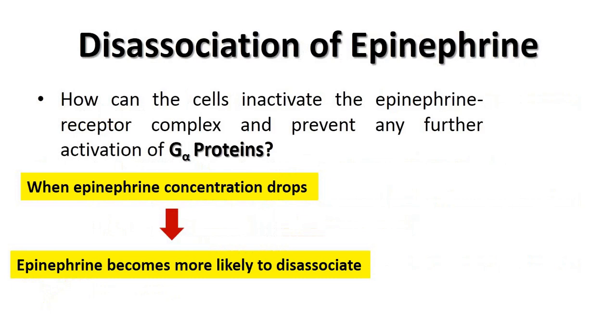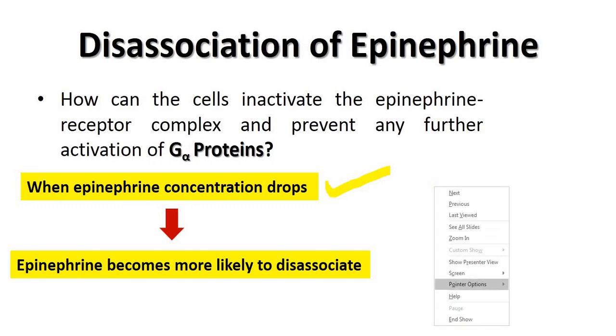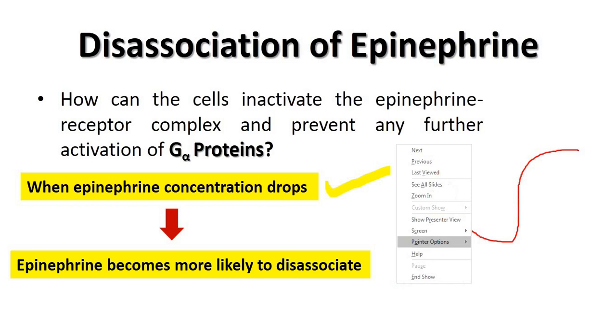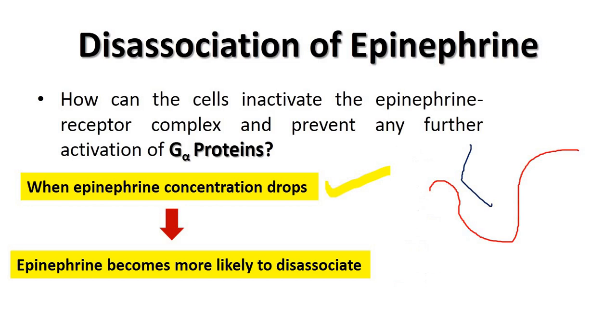Now how can the cell inactivate the epinephrine receptor complex and prevent any further activation of G proteins? For this we have to understand that when the epinephrine concentration drops, the epinephrine becomes more likely to dissociate. So quite obvious, this is the receptor, and this is the epinephrine molecule. I will label it as E, epinephrine molecule.